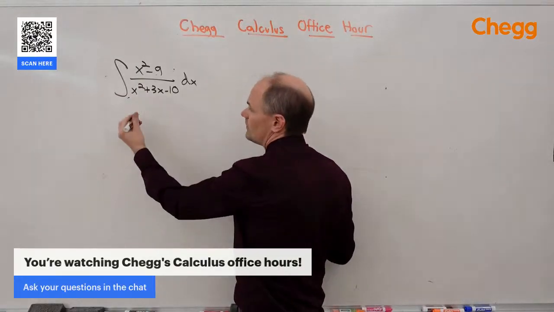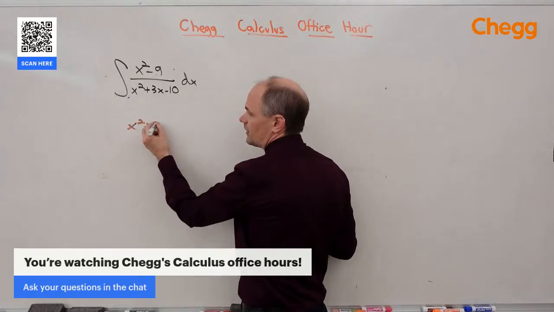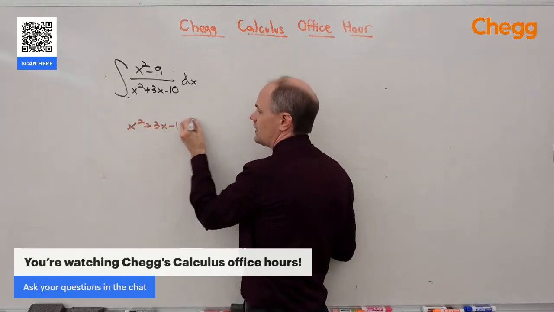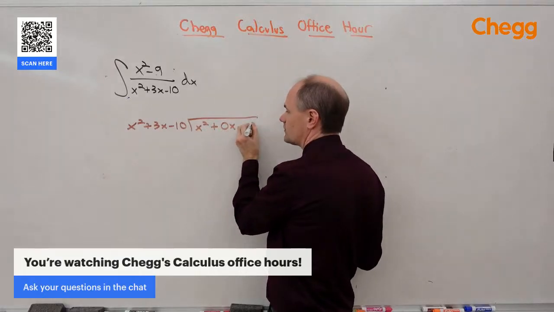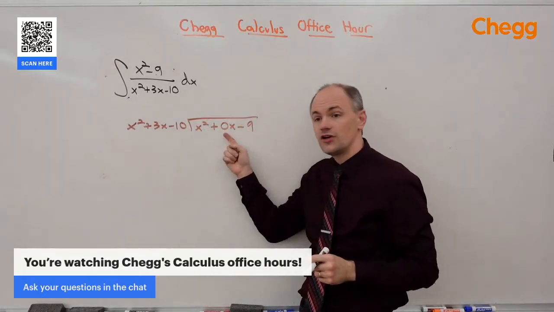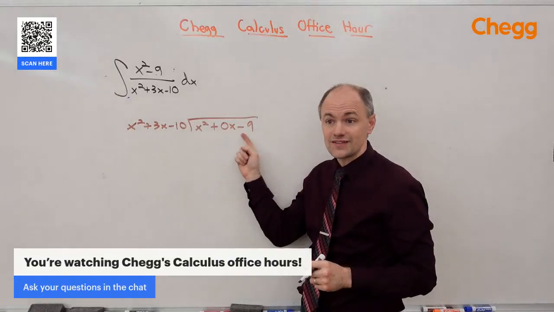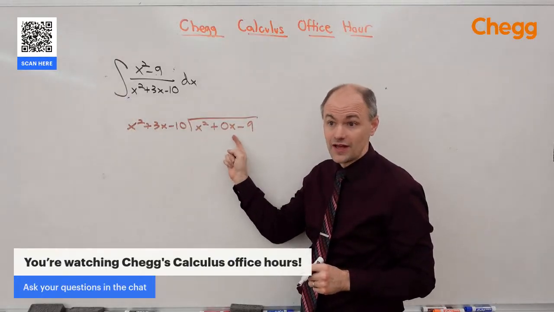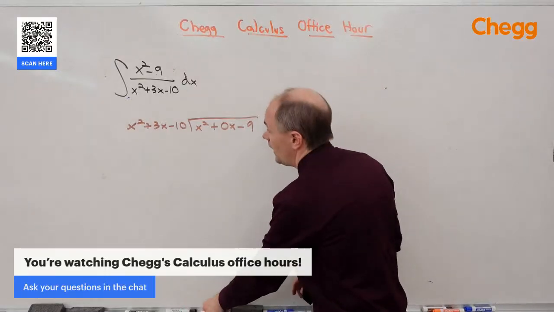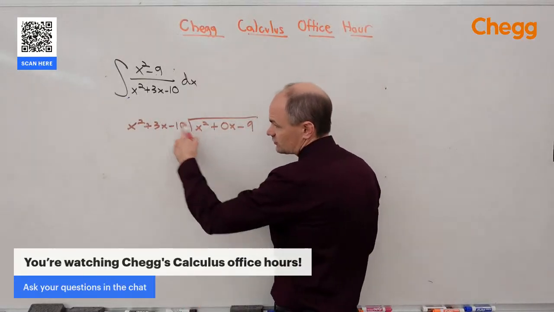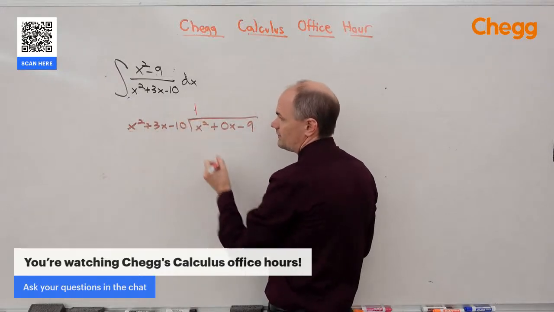We're going to take this denominator of x squared plus 3x minus 10, and we're going to divide it into x squared plus 0x minus 9. And it's important to note we need to make sure every value of x is accounted for here. So we've got x squared, x to the first, x to the 0. And then when we divide these, we divide the x squared by x squared, and we get 1.